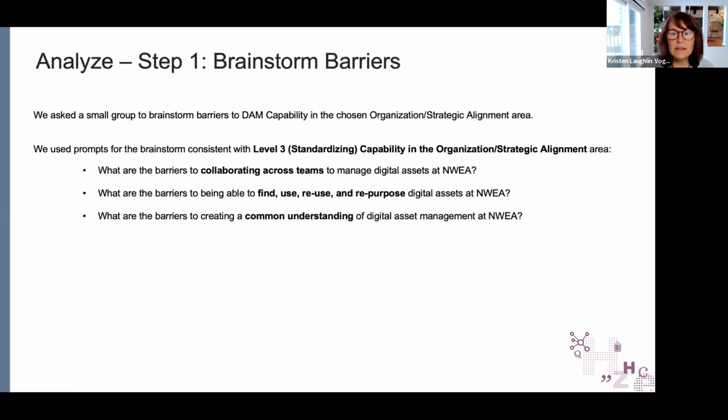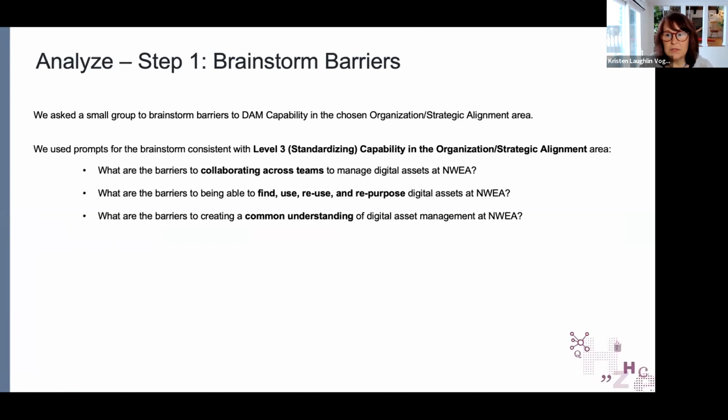So the next step in the Lean Six Sigma process after measure is analyze. So the next thing we did was to brainstorm barriers to capability in this strategic alignment category. We used prompts for the brainstorm that were consistent with that level 3 of capability, which is the standardizing level within the strategic alignment category, because we're at a 1.5, we're between a 1 and a 2, and so getting to a 3 seems possible and realistic.